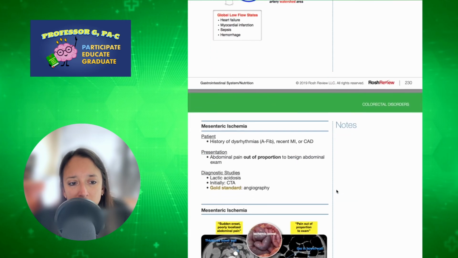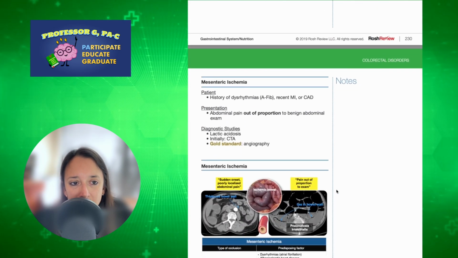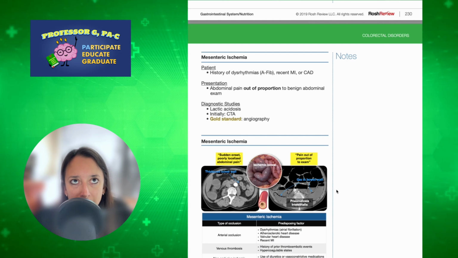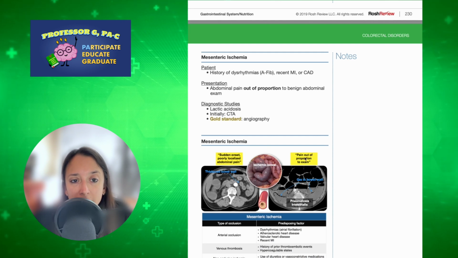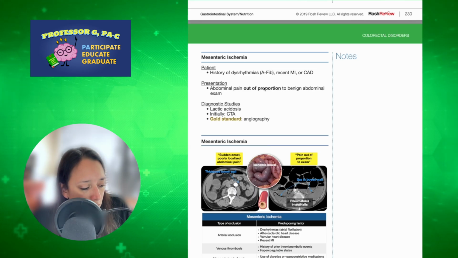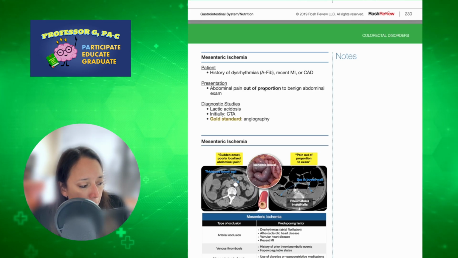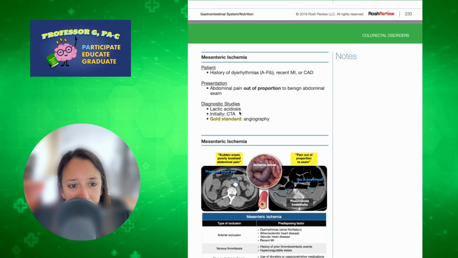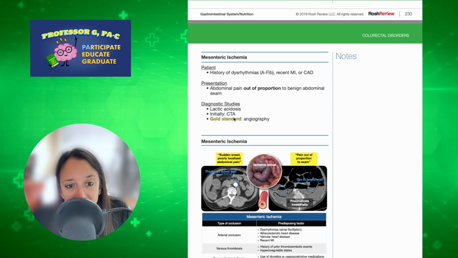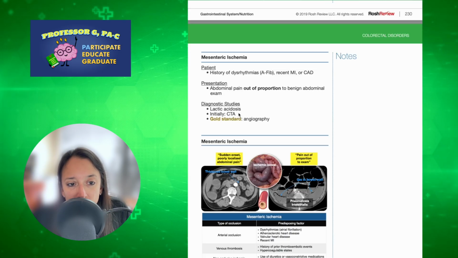Let's see. So moving on to mesenteric ischemia. So mesenteric ischemia is usually a clot or blockage. It's most often caused by an embolus from like an AFib. And the pain is, again, out of proportion to the exam. And lactic acidosis can come from it. And initially, we'll want to do a CTA if they're able to tolerate it, which will show us where the blockage is. And the gold standard is going to be angiography.